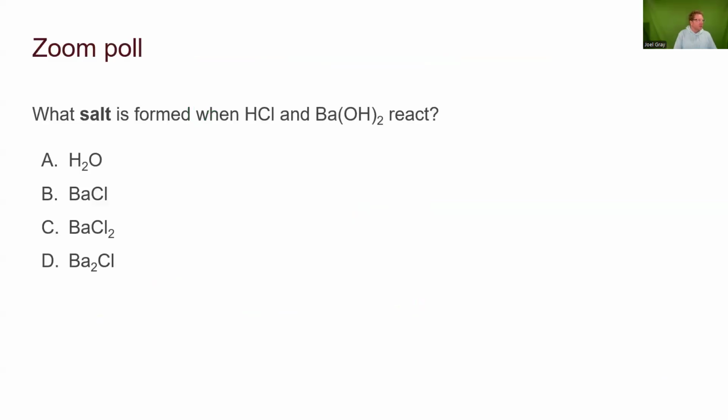When we react acid and base, strong acid, strong base, what salt is formed? Okay, good question. Is water a salt? No, it's not. So that's out. What is formed is a compound made up of Ba and Cl. Well, what's the charge on Ba? That's plus 2. How do we know that? Well, because OH is minus 1. So we've got 2 of those, so BaCl2 is our correct answer.